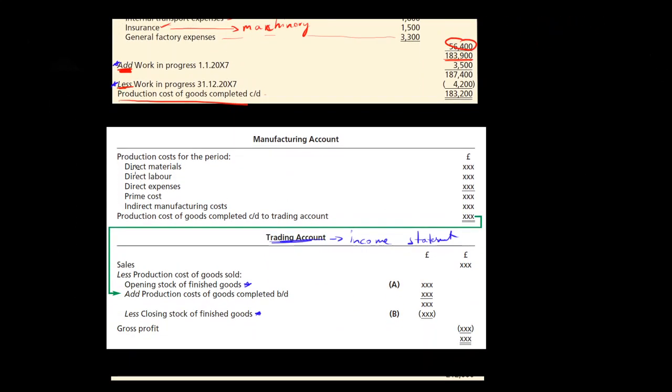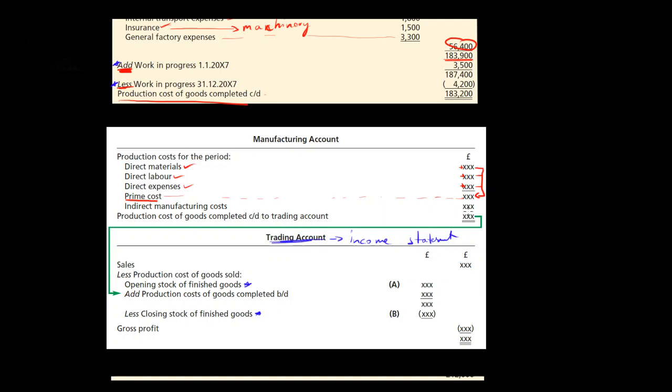So there's an example of this. Production cost for the period. There's a manufacturing account, the simplified or summarized manufacturing account. Details are not given. So we have direct materials, the raw material part, the direct labor, direct expenses. We find prime cost. Remember, it's important to write the prime cost. So basically, we add these three with each other and then we find our prime cost.